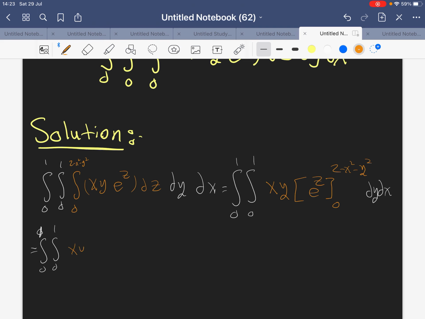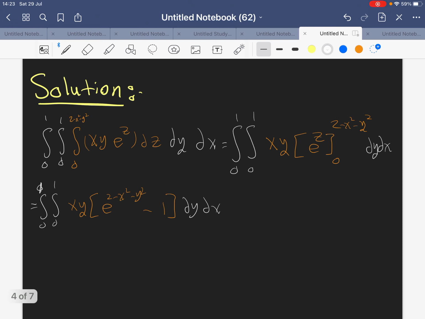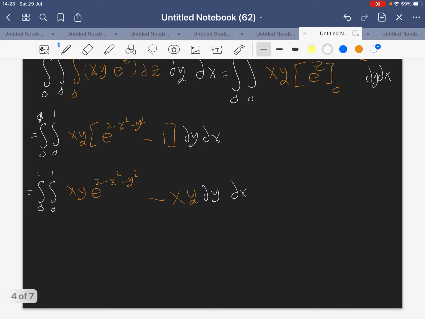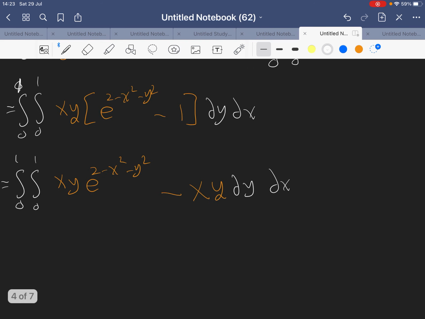Now, if we simplify this integral, this would be 0 to 1, 0 to 1, and then xy e power 2 minus x squared minus y squared minus, if we substitute z equal to 0, we get 1, dy dx. And I think here we'll have to do it slowly. So we get 0 to 1, 0 to 1. If we distribute, this would be xy e power 2 minus x squared minus y squared minus xy, dy dx.